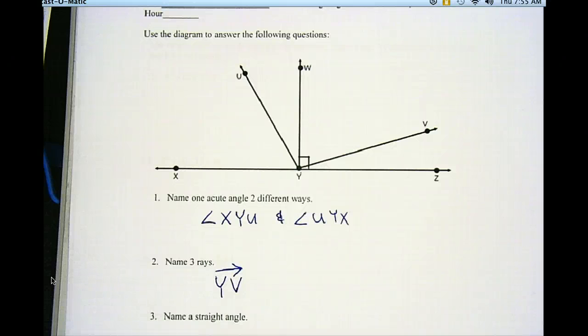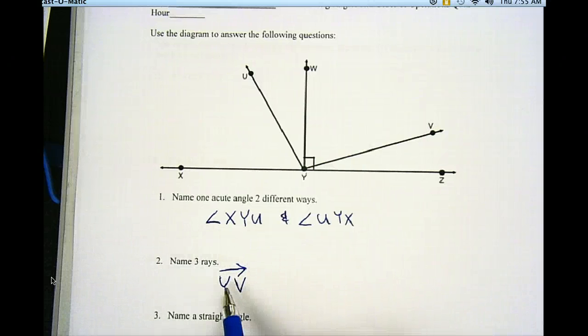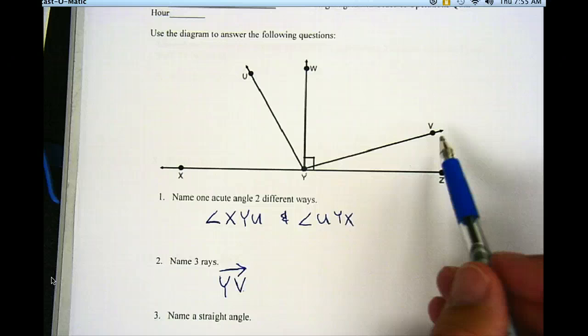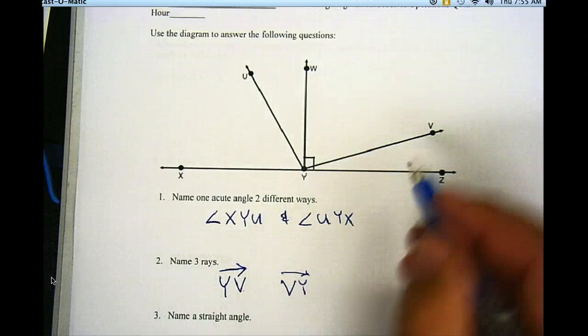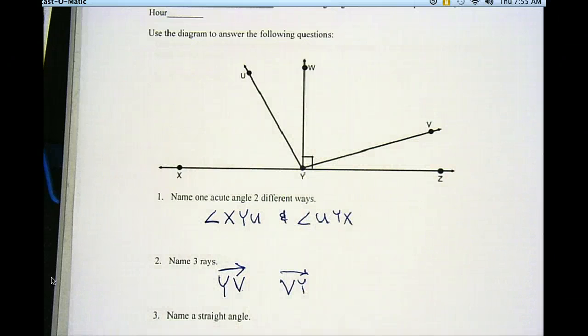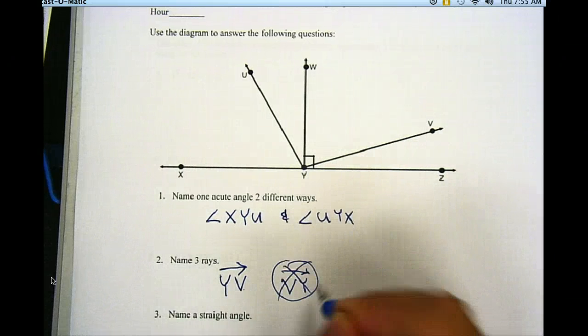Now a ray sign looks like a ray. Remember that the endpoint is y and it goes through v, and you can kind of see that on my ray symbol. I can't write vy, because it doesn't go on forever through y. It stops. So this one is incorrect when you do that.